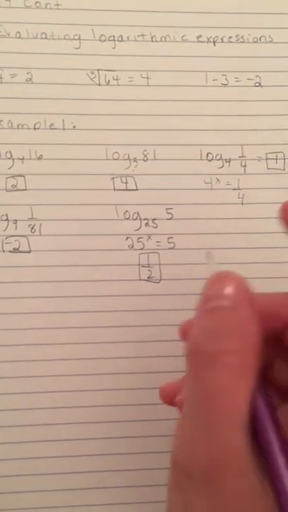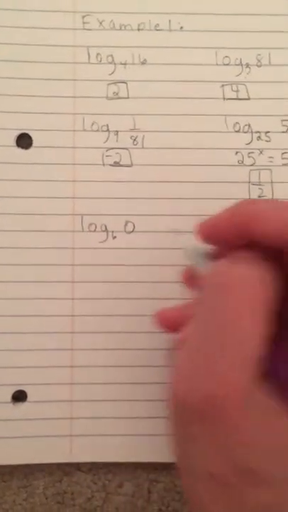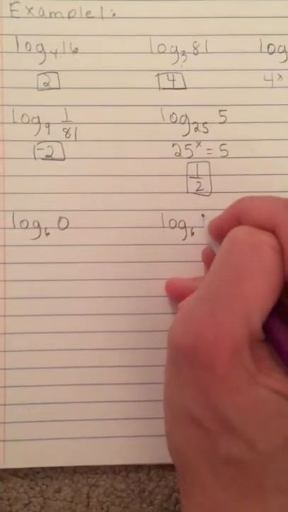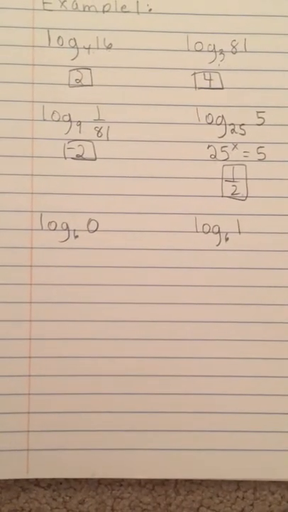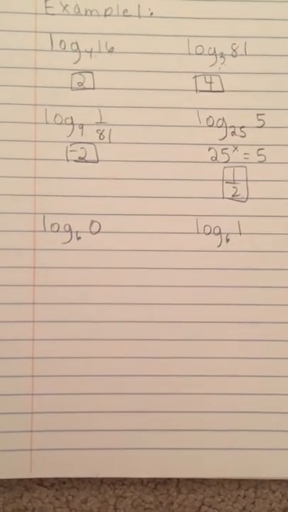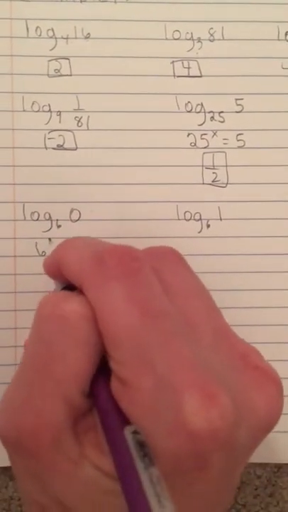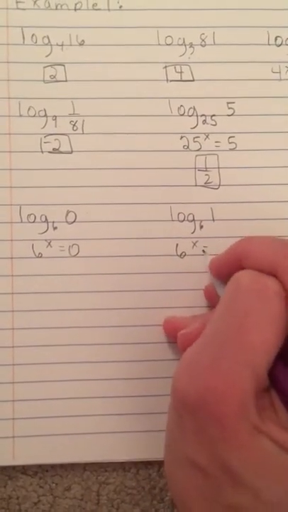All right. Next one. 2 other challenges. I'm going to give you log base 6 of 0 and log base 6 of 1. So one of these actually doesn't have a solution. Wonder if you know which one it is. 6 to what power equals 0? And 6 to what power is equal to 1?